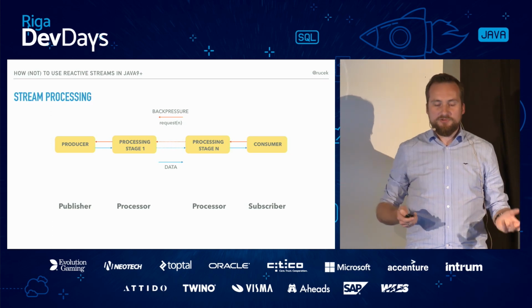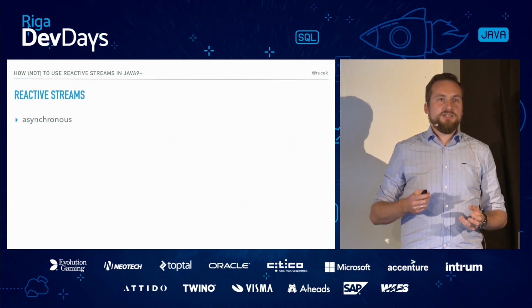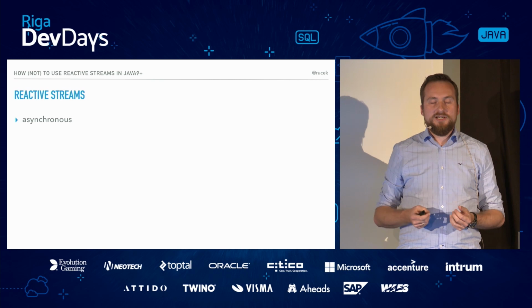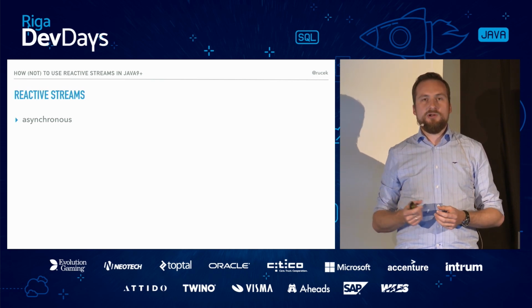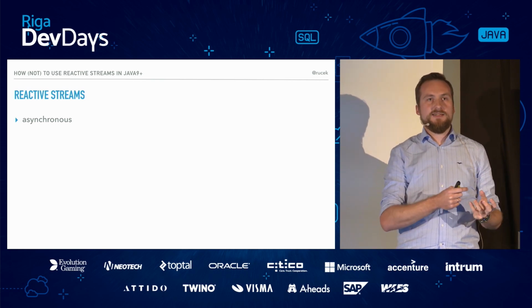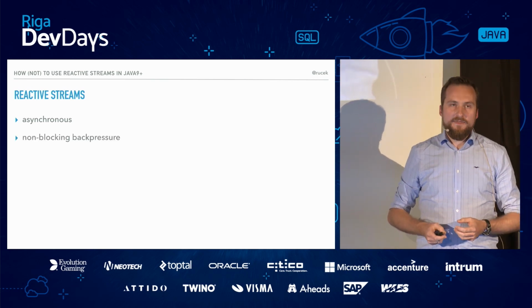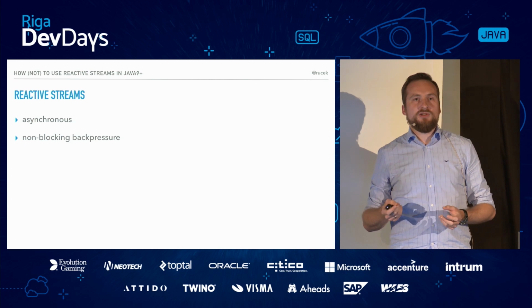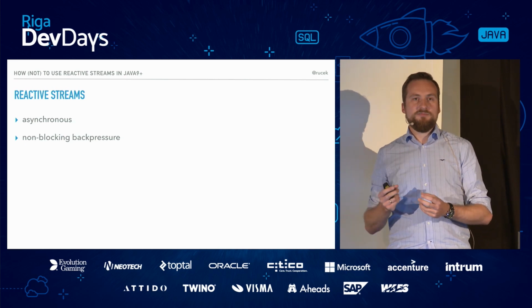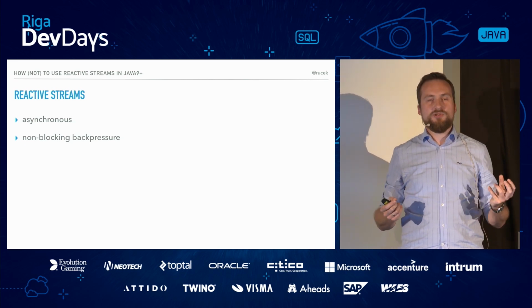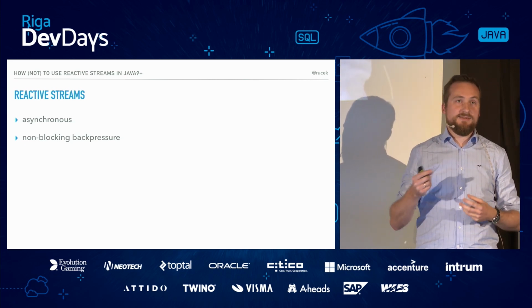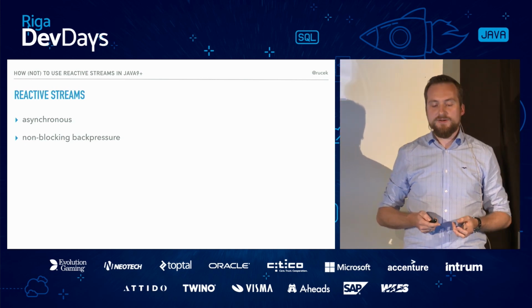Because this is not yet reactive streams. The first attribute of reactive streams is that they're asynchronous. So all the processes of data sending are non-blocking. So we have this asynchronicity. And then the backpressure itself is also non-blocking. So the mechanism for consumers slowing down producers is realized in some kind of non-blocking way.